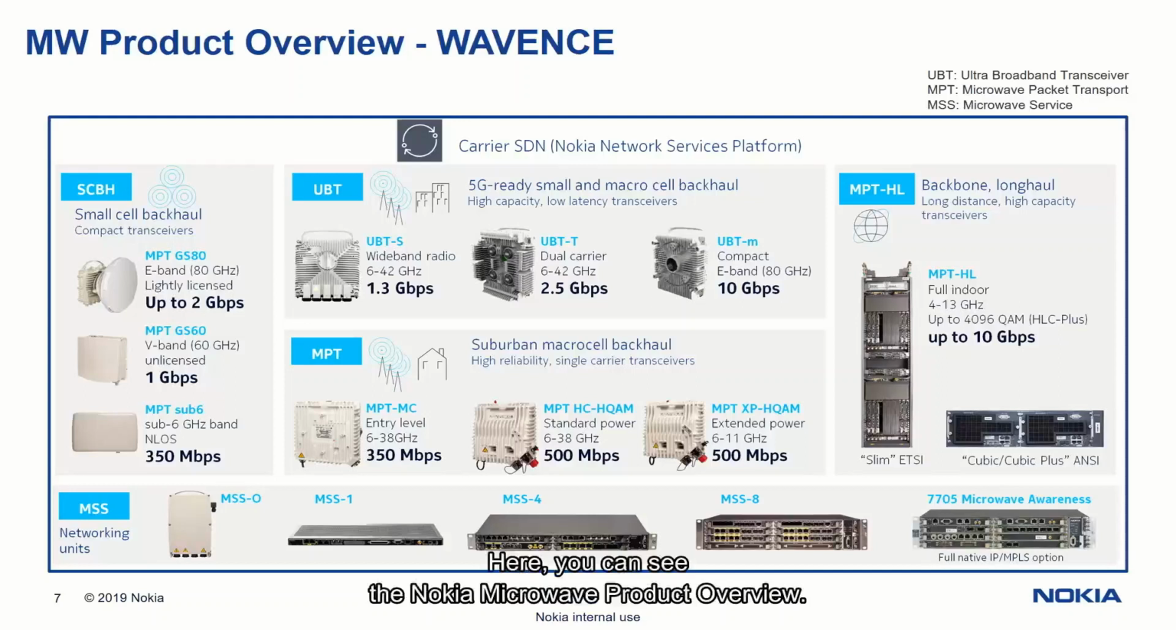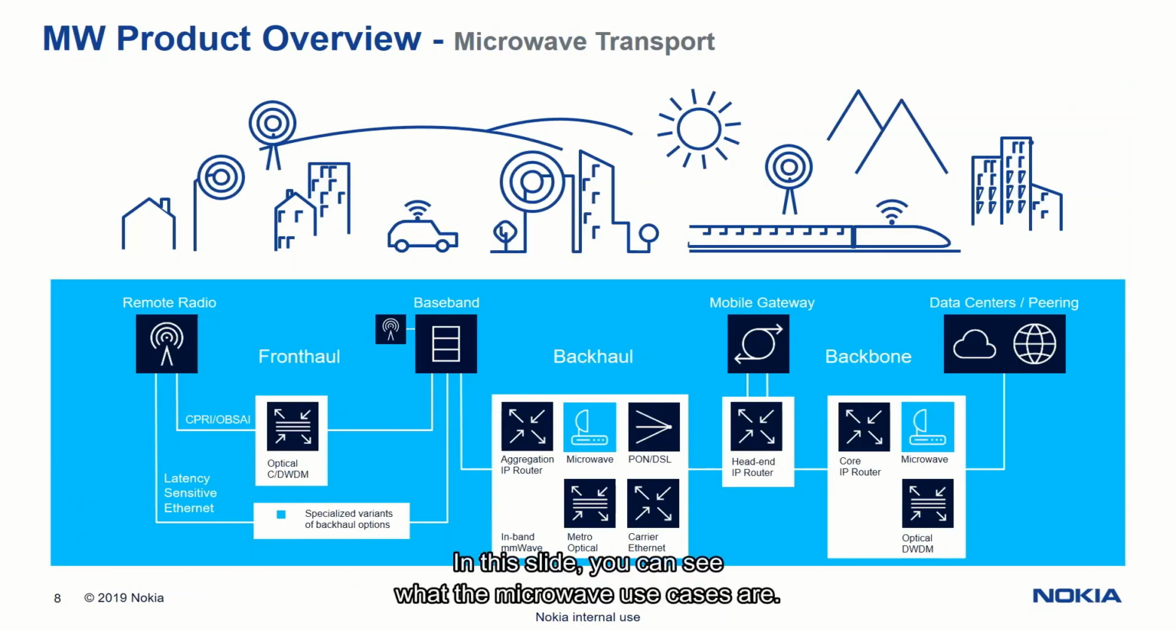Here you can see the Nokia Microwave Product Overview. The microwave product family is called Wavents, and it includes outdoor units and indoor units, all the different kinds of use cases. In this slide, you can see what the microwave use cases are. We can use it for backhauling or backbone solutions in city areas or in rural areas.